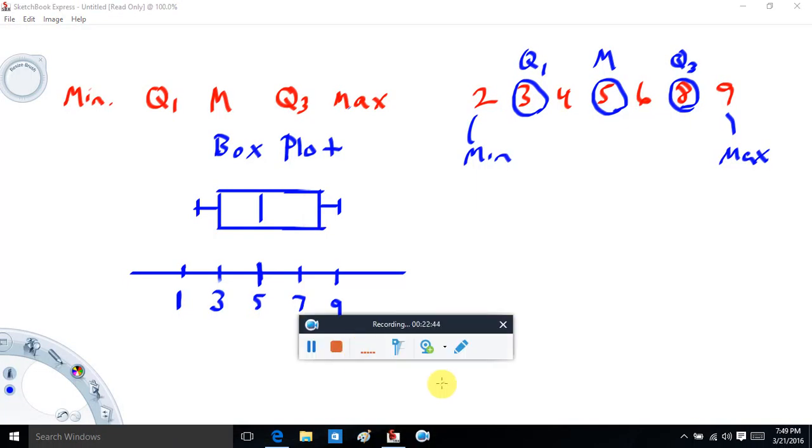Okay, I think that concludes our lecture on describing distributions with numbers. We'll talk about standard deviation in the next lecture.